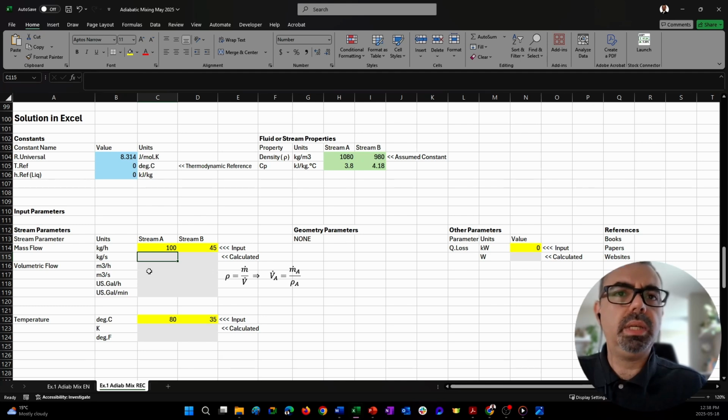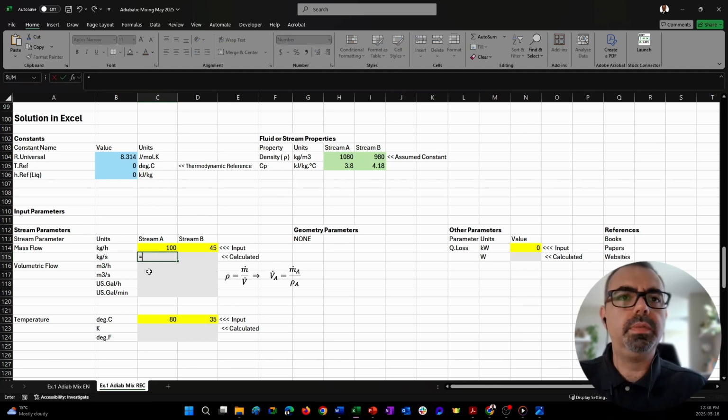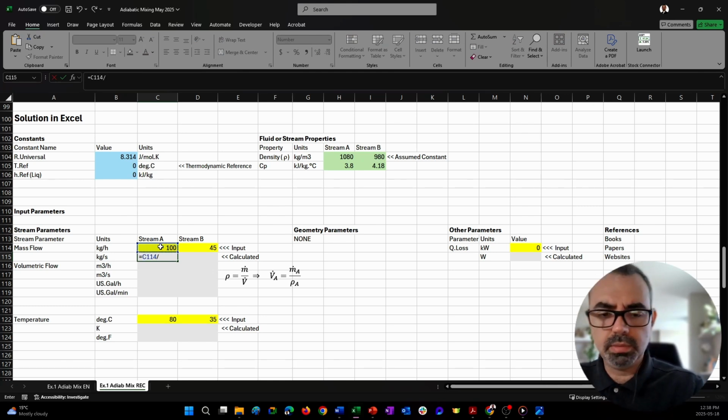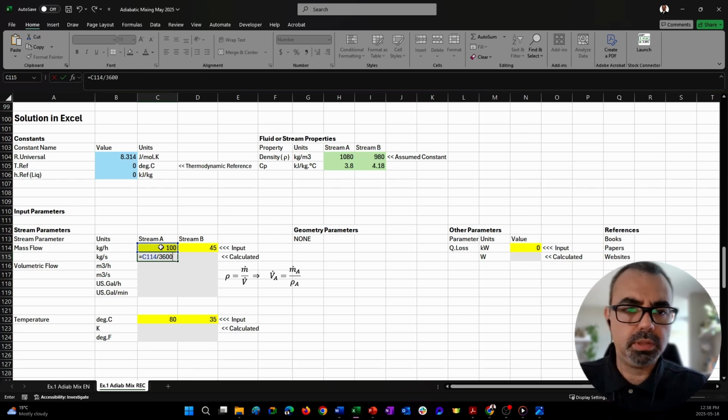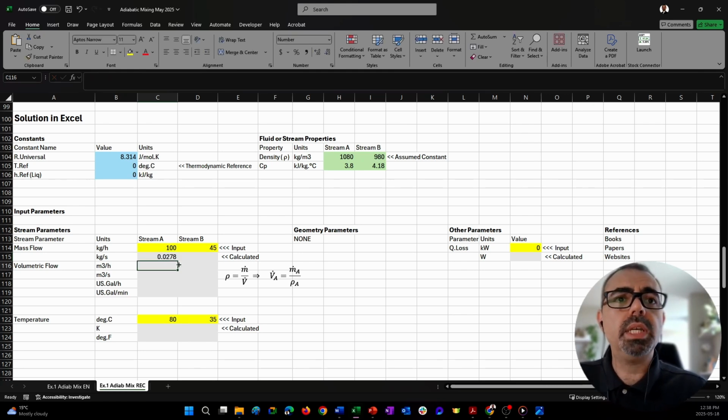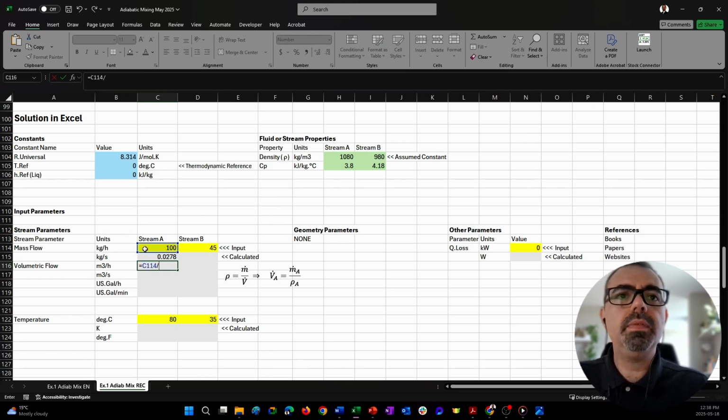So let's start by doing a simple calculation, just changing the flow rate from mass in kilograms per hour to kilograms per second. So I'll just take this value and divide by 3600. For changing to volume, we just need now to take the same mass flow rate, kilograms per hour, and divide by the density. So it's important here that you use the constants associated in the cell.